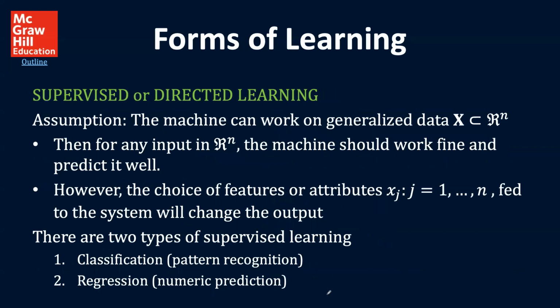The assumption is that the machine can work on a generalized data set, and then for any input, the machine should work fine and predict it well. However, the choice of features or attributes fed into the system will change the output. And there are two types of supervised learning. One would be classification, say like handwriting recognition. The other type would be regression, where we're focusing on numerical prediction.